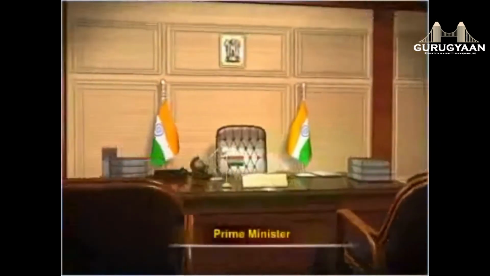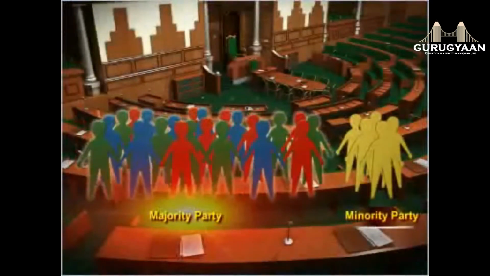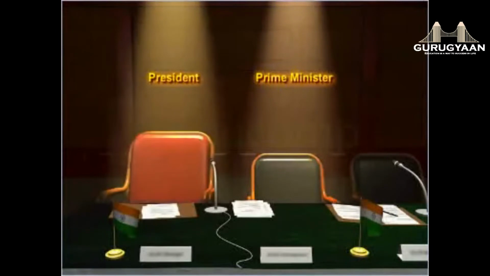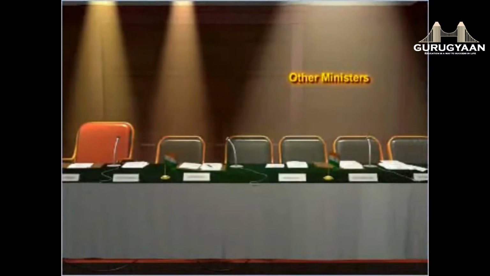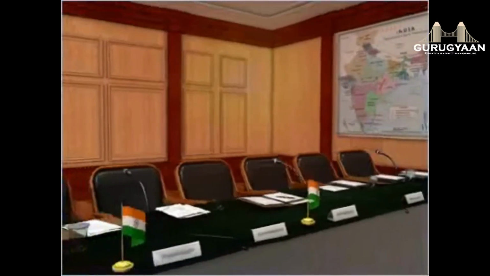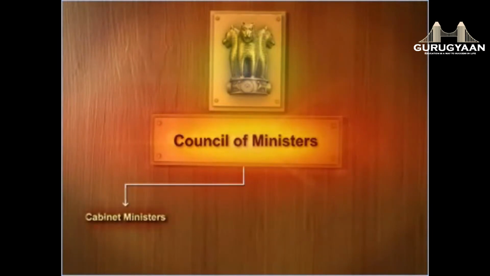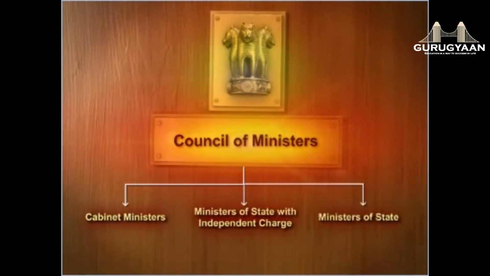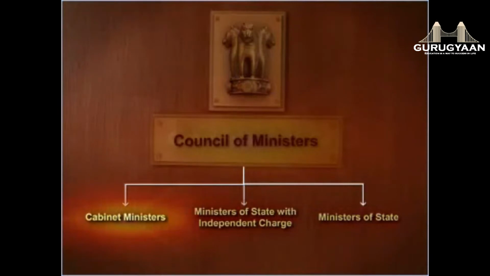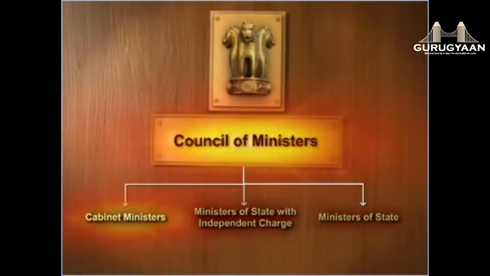The Prime Minister of India is the leader of the majority party or the coalition of parties in the Lok Sabha. The Prime Minister is appointed by the President, and on his advice, the President appoints other ministers. The ministers who are a part of the government are collectively referred to as Council of Ministers. The Council of Ministers comprises three categories of ministers: the Cabinet Ministers, Ministers of State with independent charge, and Ministers of State. Cabinet Ministers are the most important members of the Council of Ministers.